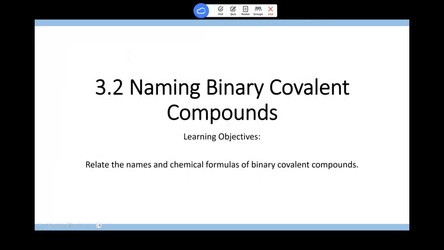Okay, so we've talked about covalent molecules and ionic compounds, which are lattice structures. In this unit, we will talk about the different steps to name these covalent compounds. Binary covalent compounds, where binary means we have 2 elements, and covalent means that both of these are nonmetals.